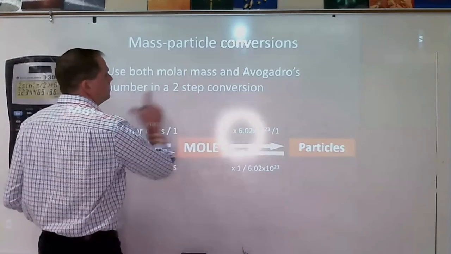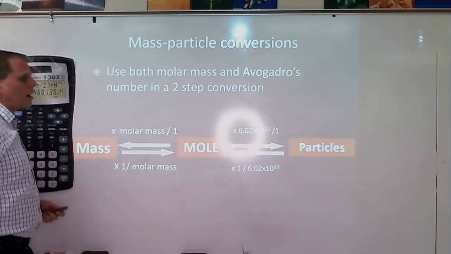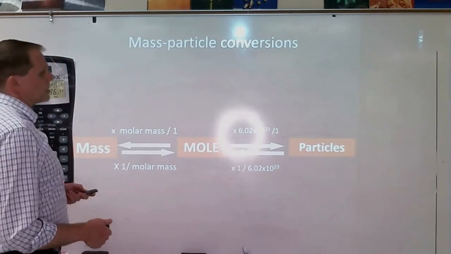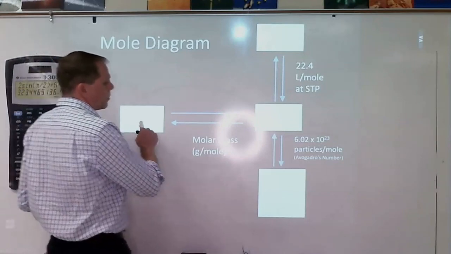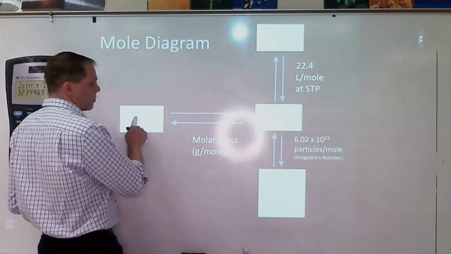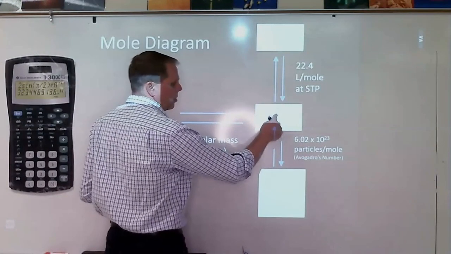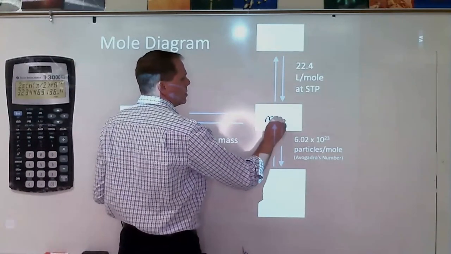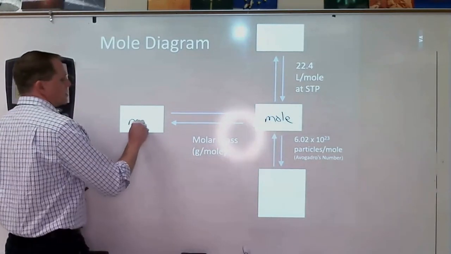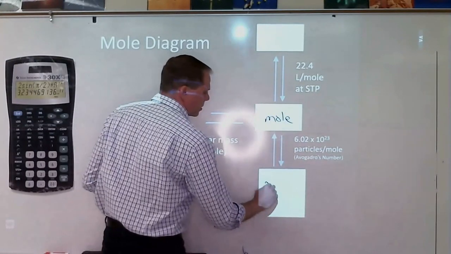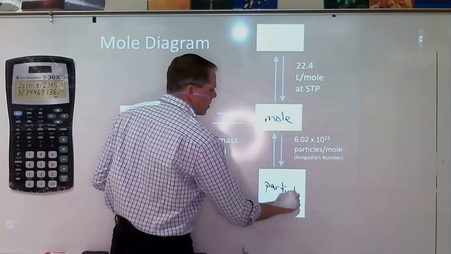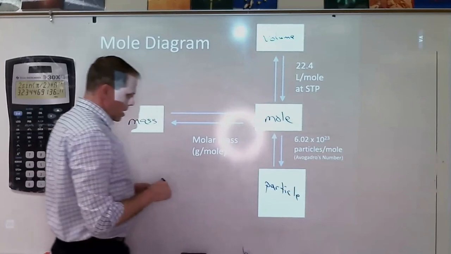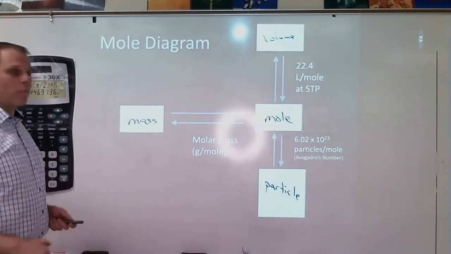All right, so if we're doing mass to particle conversions, now we've got to follow that road in 2 different places. Let's go back to that other one. So now I've got to go from mass to particle, right? So I've got to go from mass, to the moles, and then to the particles. So if this is moles, and this is mass, and this is particle, and this is volume of a gas at STP, then now you can follow that mole road in a few places.